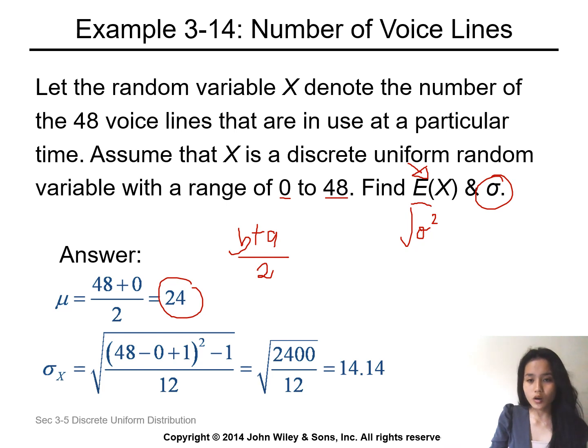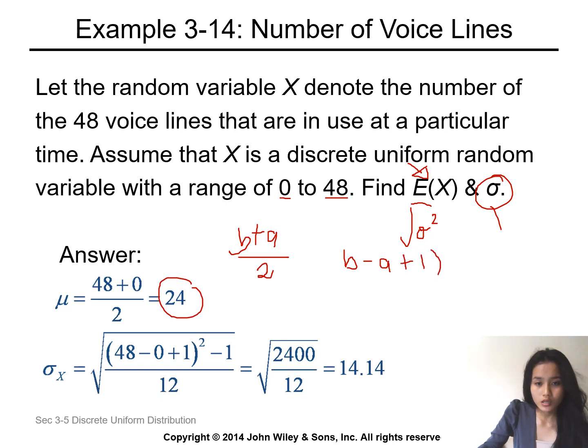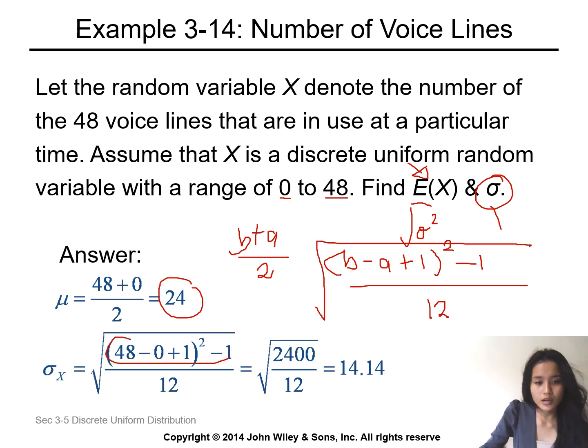For the second, the standard deviation, we take the square root of b minus a plus 1 squared minus 1 over 12. We put in the corresponding values and we get 14.14.